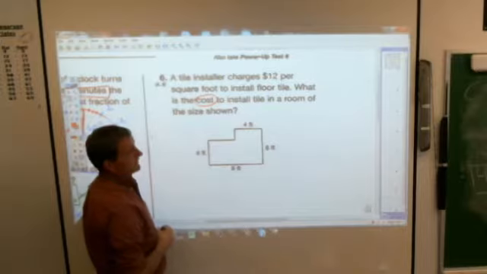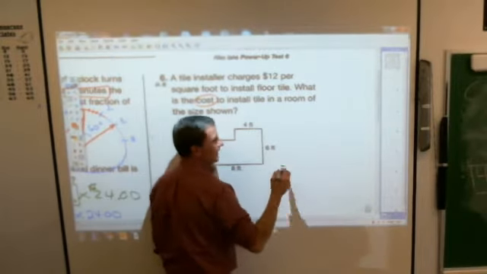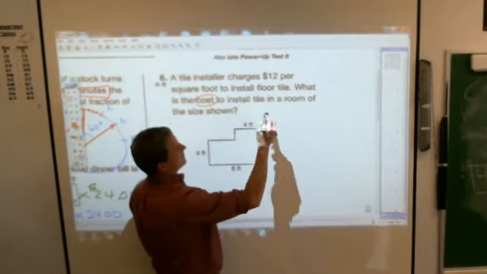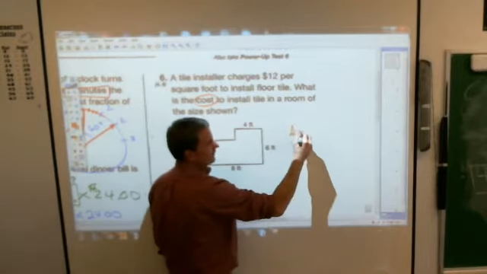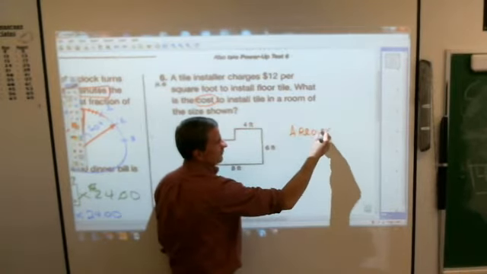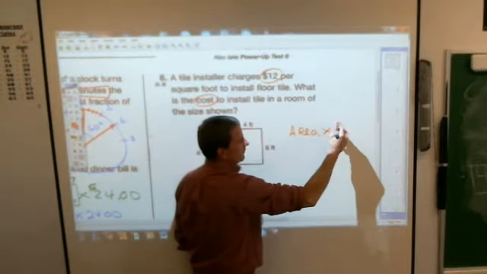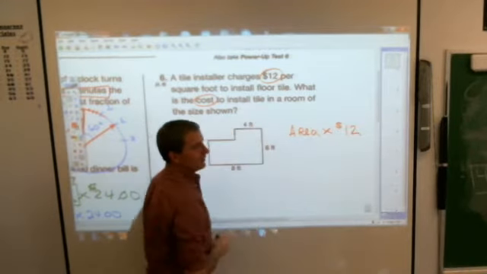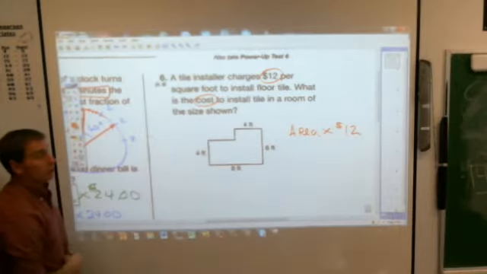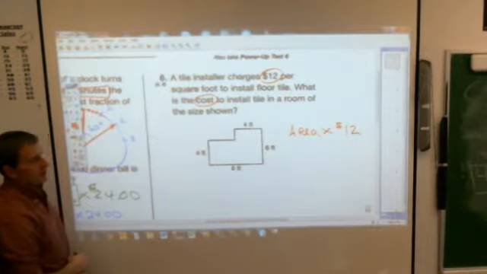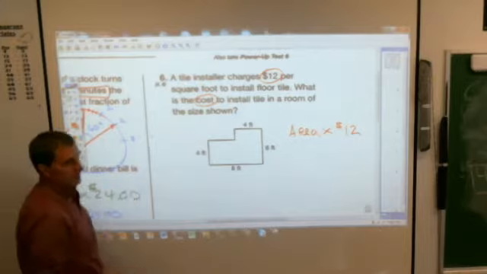So I take what I know. I know that I have to find the area, because that's square feet. I have to find the area of this, and for every square foot, how much am I paying? $12. So whatever I find for the area, I have to multiply by $12, because that's how much it is per square foot. So how do I find the area of this shape?